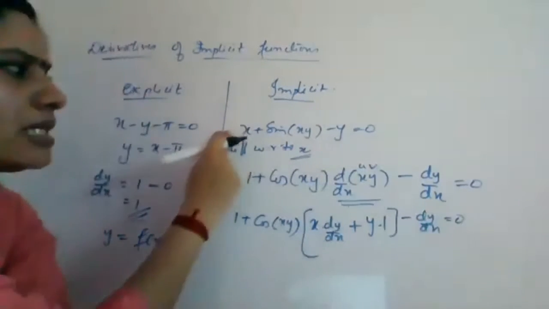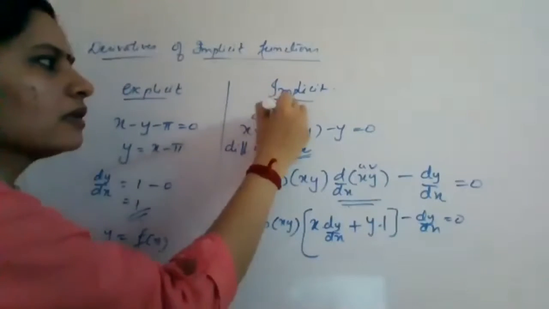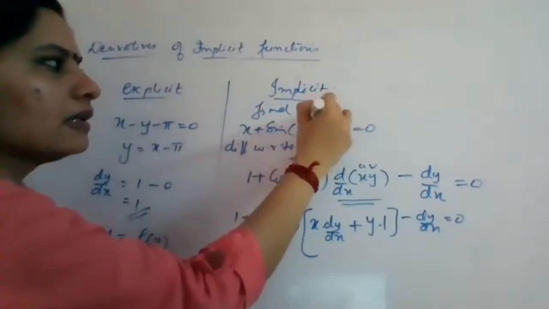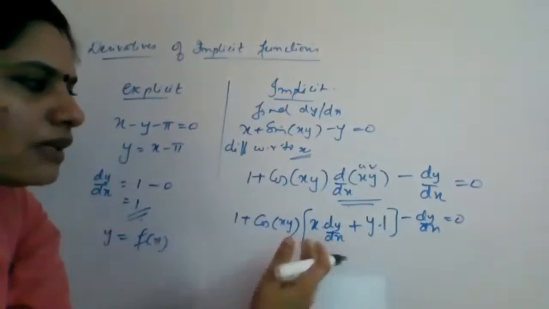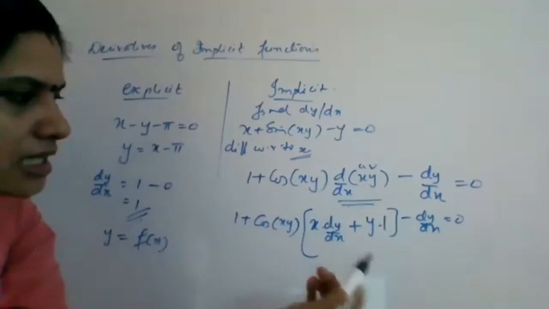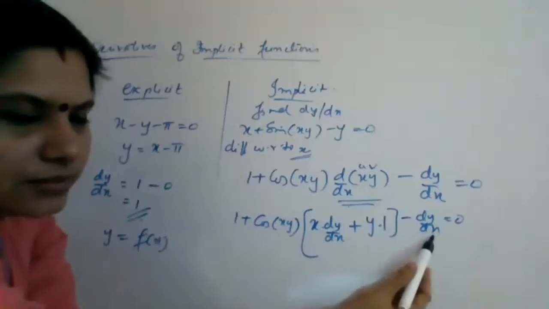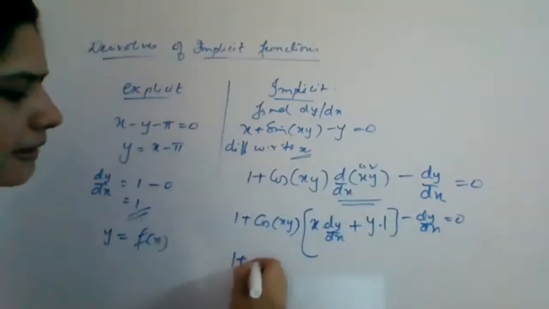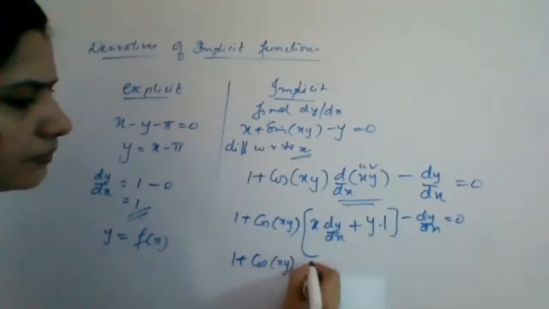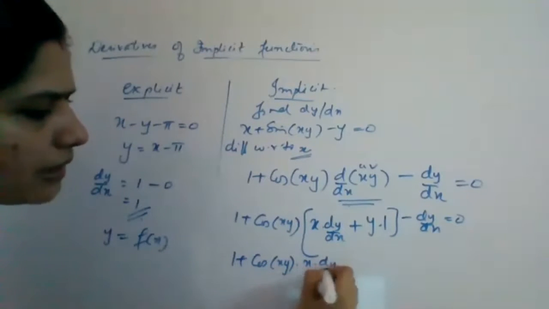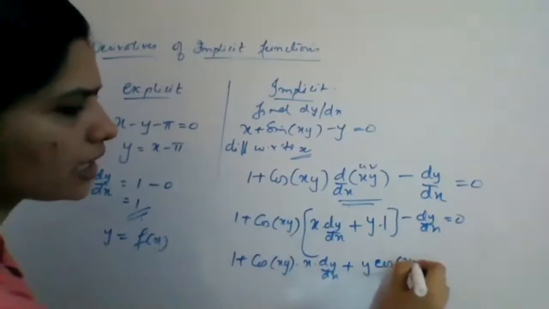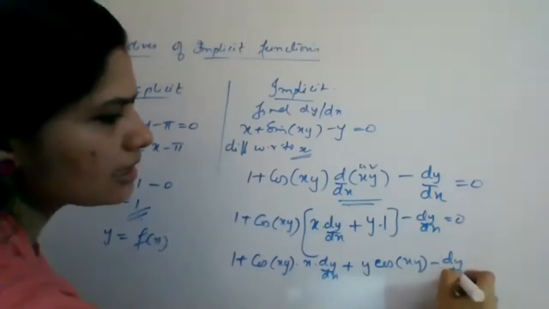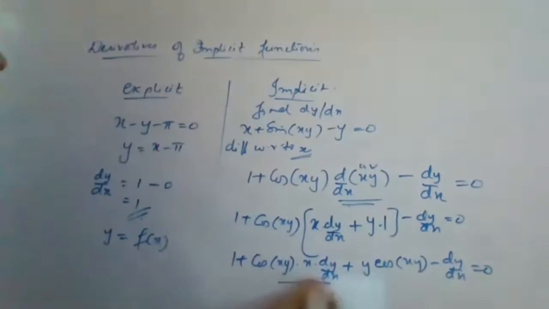Now the question will always be: find dy by dx. Now from this, how will you make dy by dx equal to? So what we will do is collect the terms which contain dy by dx. You have one term here and another term here. I'm just splitting and writing. cos of xy into x into dy by dx is one term. The other one is y into cos of xy minus dy by dx equal to 0. So I have two terms which contain dy by dx.